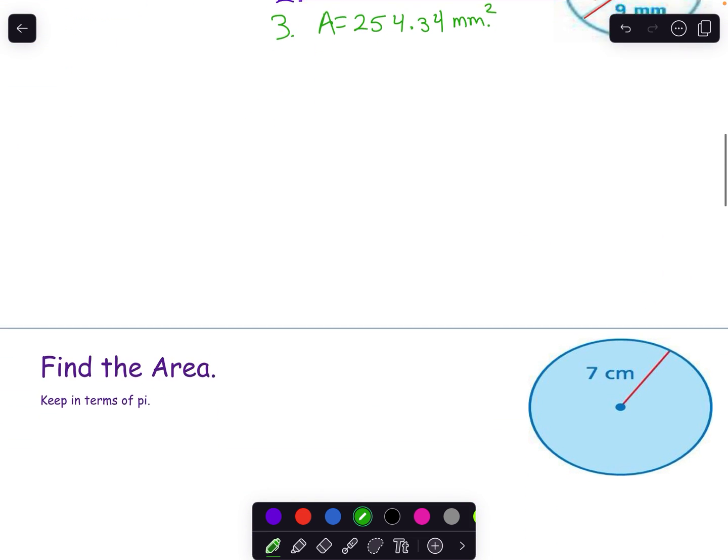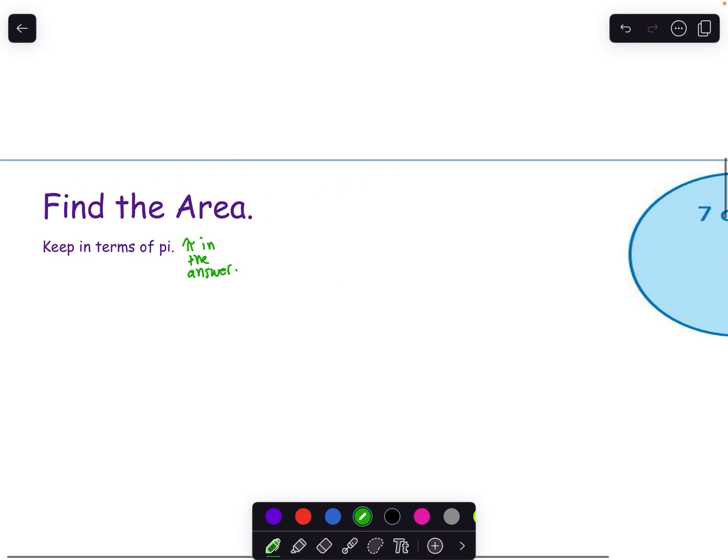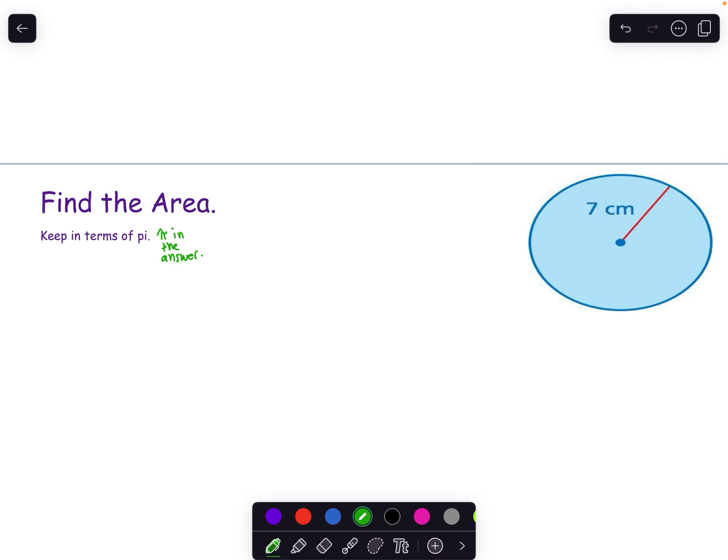Down here, this one said keep in terms of pi, right? That means your answer should have pi in the answer. So we're not going to replace it with 3.14. We're just going to keep it like a pi. Okay, so number 1, area equals pi r squared. Always start with your formula. Here, your radius is 7. So r is going to be 7.